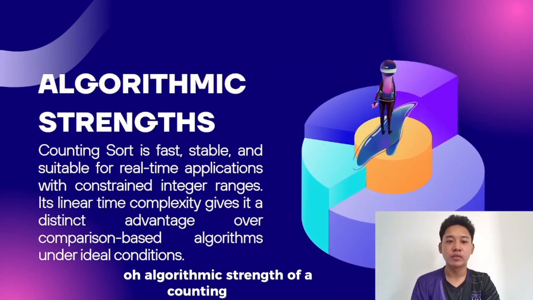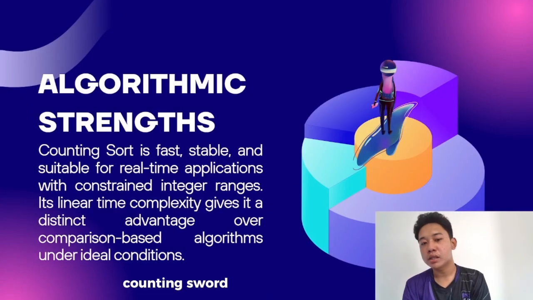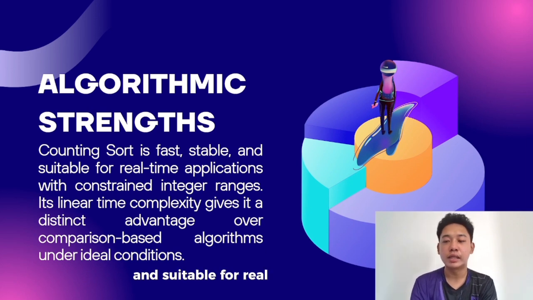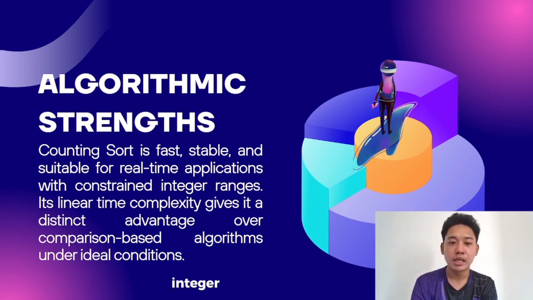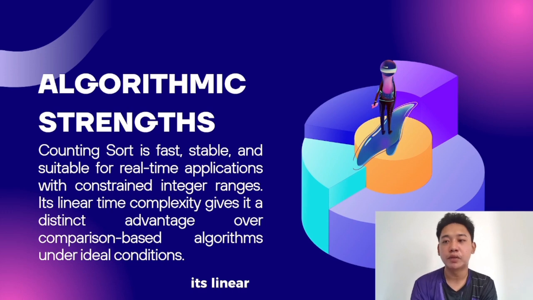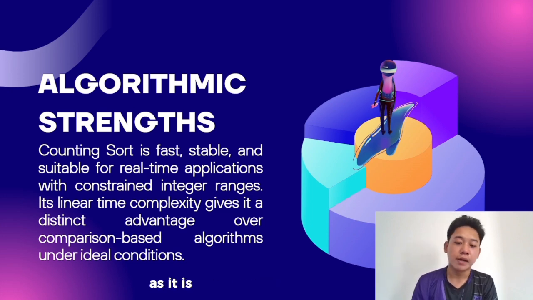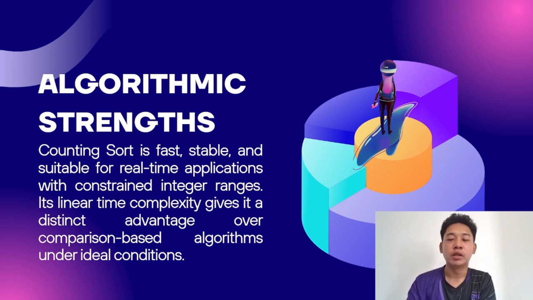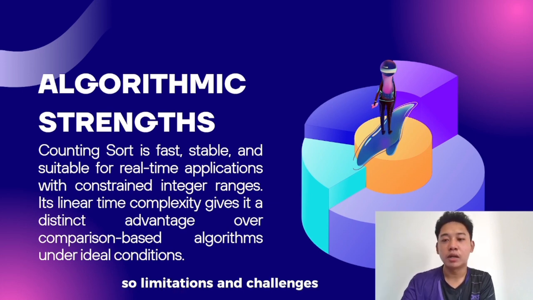Algorithmic strengths of a counting sort. Counting sort is fast, stable, and suitable for real-time applications with constrained integer ranges. Its linear time complexity gives it a distinct advantage over comparison-based algorithms under ideal conditions. Just like quicksort, counting sort will take the win as it is more efficient and stable. Now, limitations and challenges.